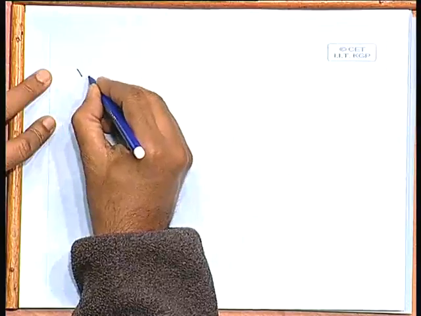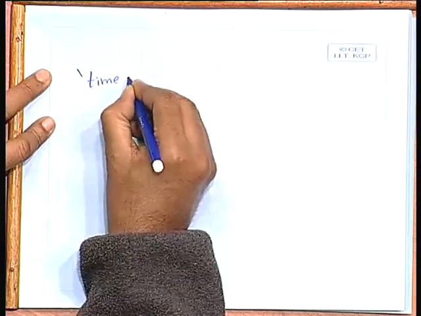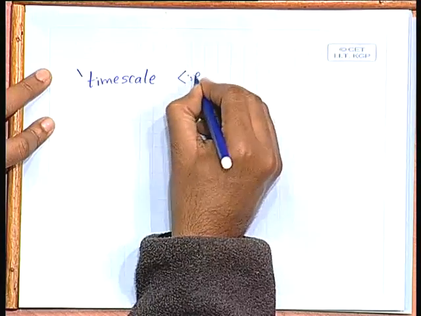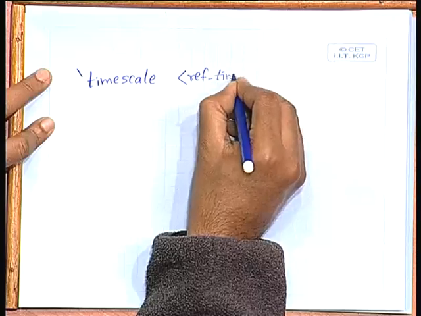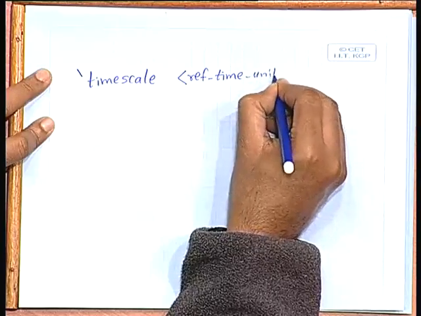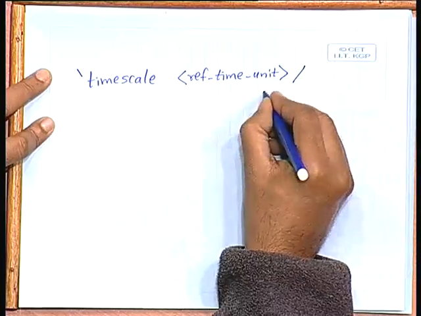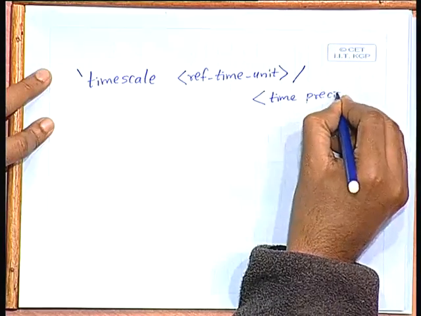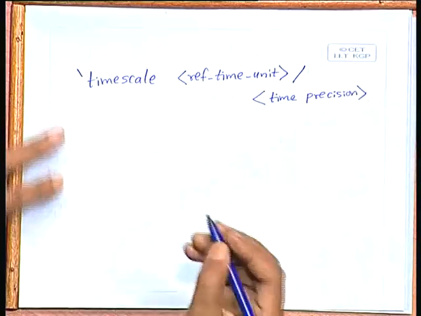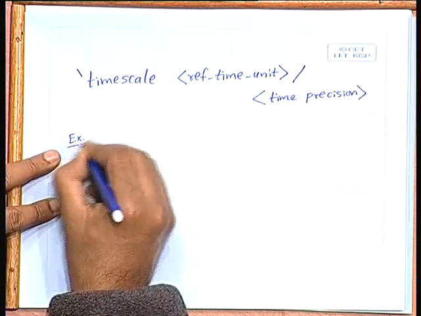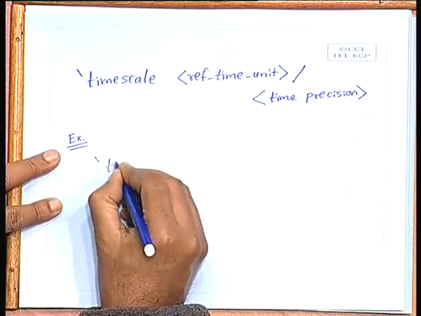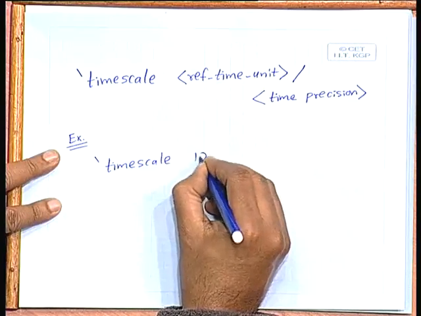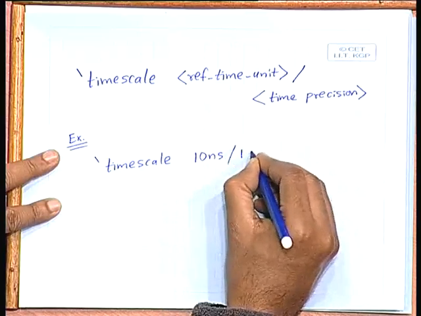The general syntax is reverse quote timescale, then you specify a reference time unit, then a slash, then you specify something called time precision. Just an example, suppose I specify reverse quote timescale, say 10 nanoseconds slash 1 nanosecond.